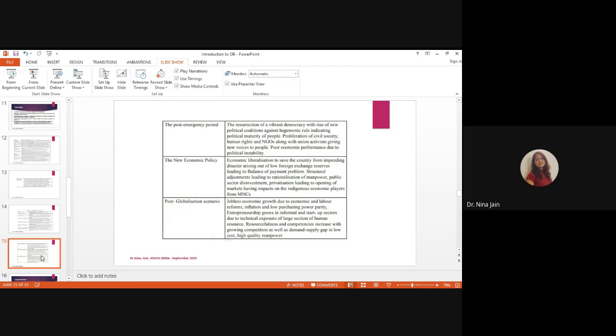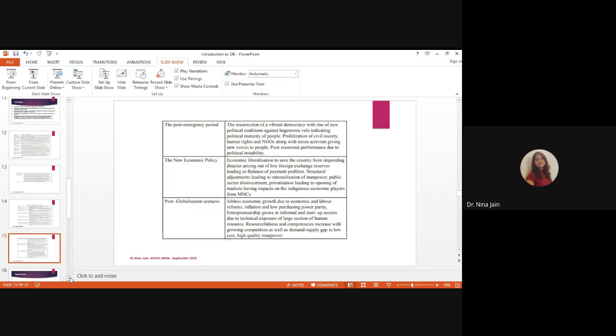The privatization of the market helped the Indian economy to rise because many MNC players could come into the country. The post-globalization scenario has still not been so stable. It is a jobless economic growth due to economic and labor reforms. There was inflation and low purchasing power, and entrepreneurship was not helped previously, but now entrepreneurship grows in informal and startup sectors due to the technical exposure of a large section of human resources. Resourcefulness and competencies have increased with growing competition, and demand and supply is now low and there is high quality manpower. So this has been a trend in India from the pre-Muslim stage to the post-globalization stage.